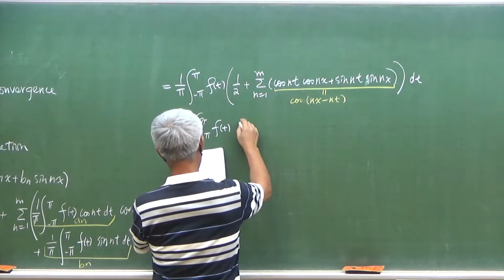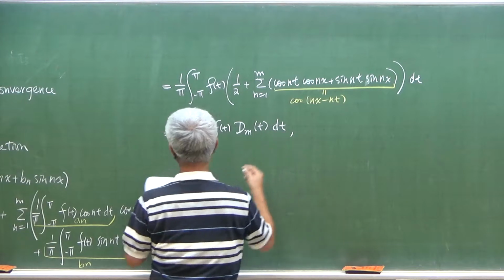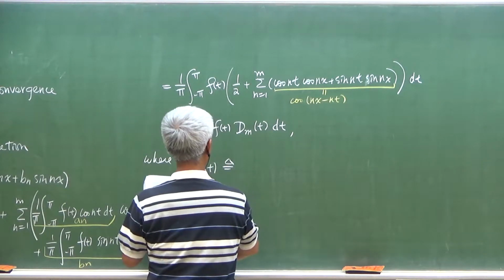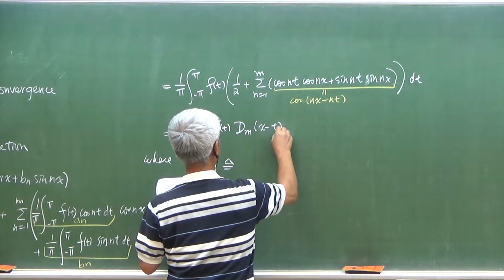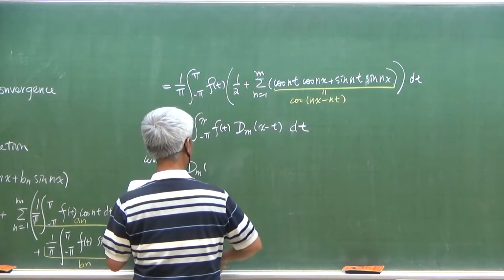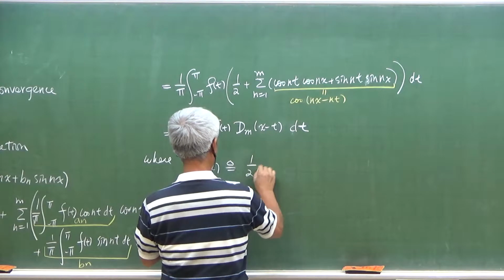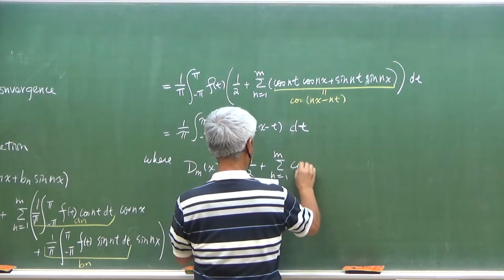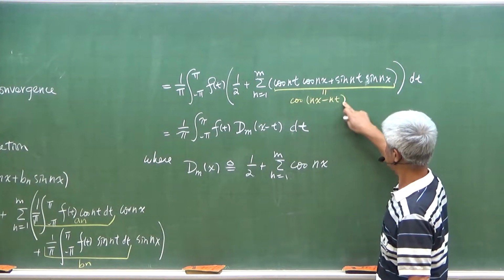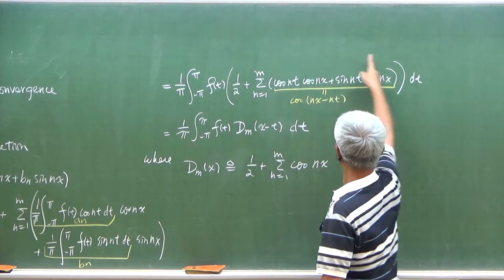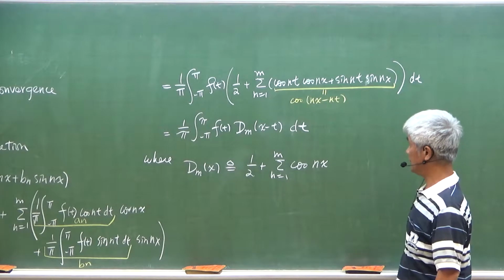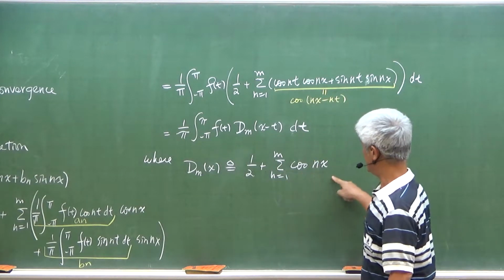And so we define Dm(t) to be Dm(x minus t). Dm(x) is going to be 1/2 plus the sum of cosine nx. So together, we define this sum to be D sub m of x minus t, because that is a function of x minus t. And the form here is 1/2 plus this sum.